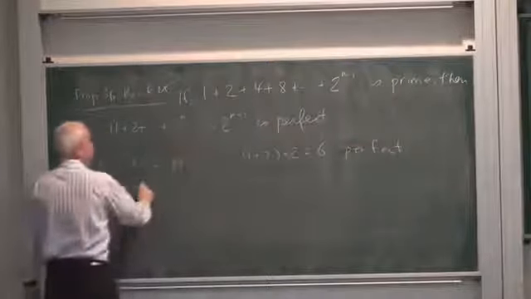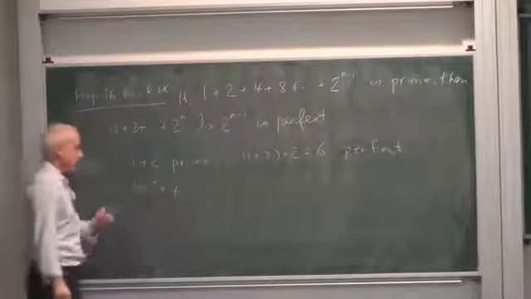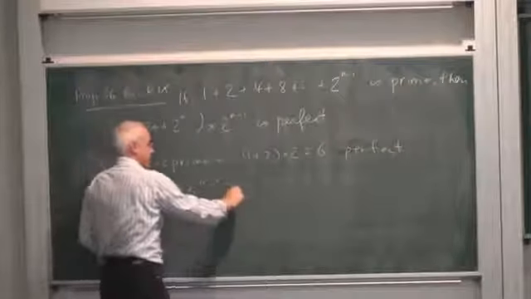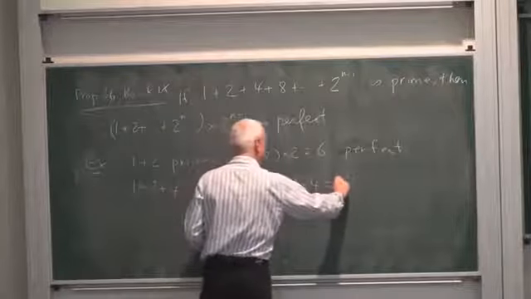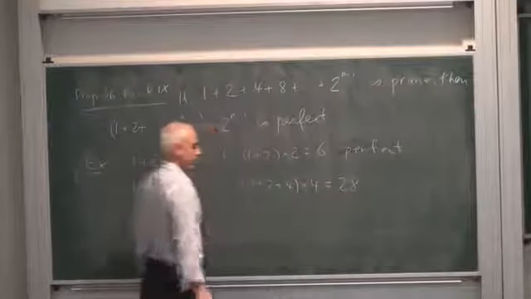Okay, what's another example? How about 1 plus 2 plus 4? Is that prime? Yes, it is. So that's prime. So if you take 1 plus 2 plus 4 and multiply it by 4, you get 28. That's perfect.